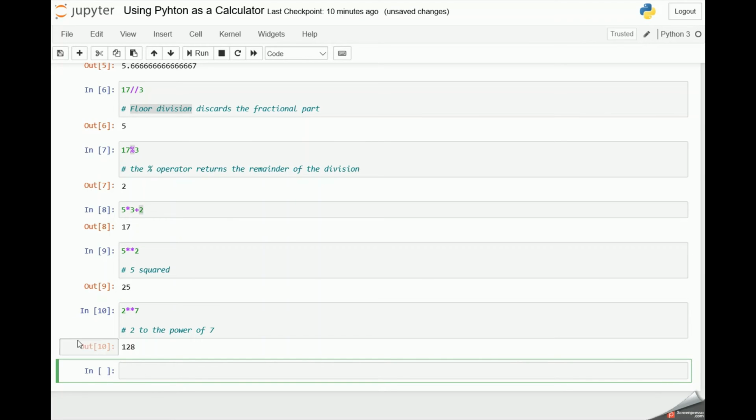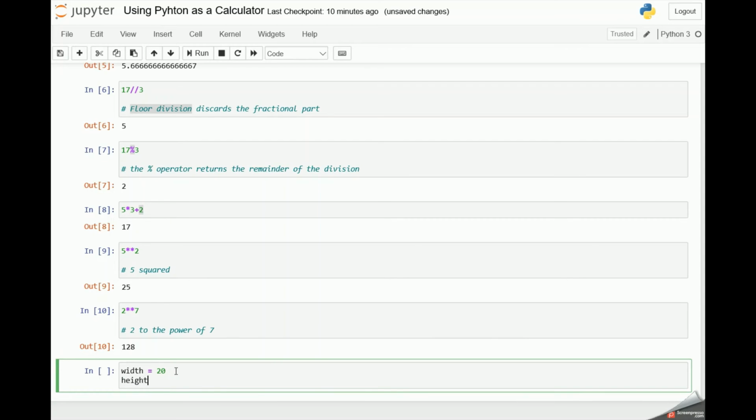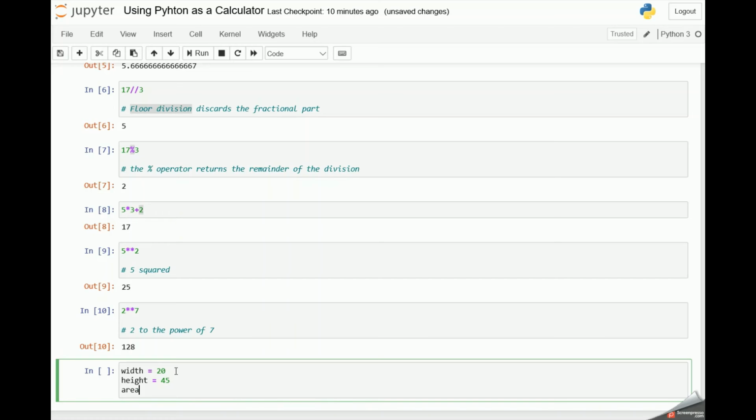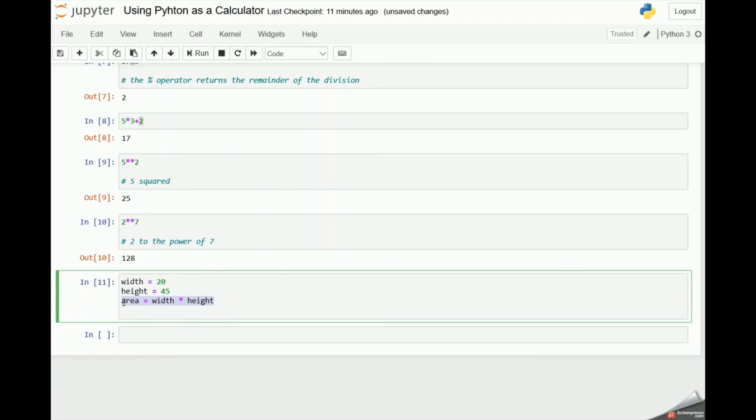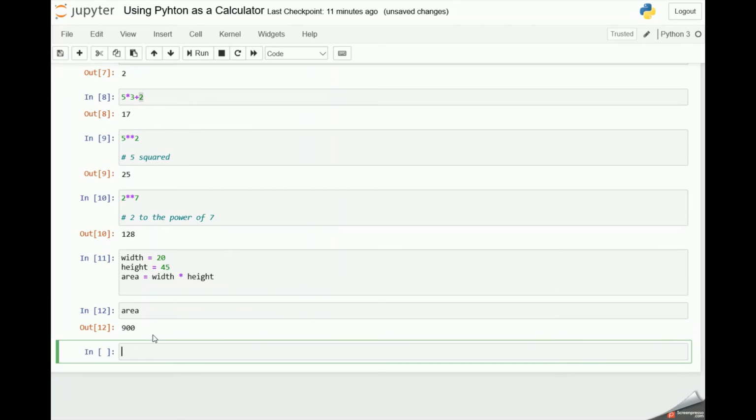And let's go ahead and do an equation. Let's assume that we are trying to find the area of a rectangle, and the width is given as 20, and the height is given as, let's say, 45 units, and we know that the area is calculated by width times height. So if we shift enter, Python is going to have the code for area. Area is known as width times height. And if we call the area, we will see that it's equal to 900, which is the multiplication of 20 by 45.